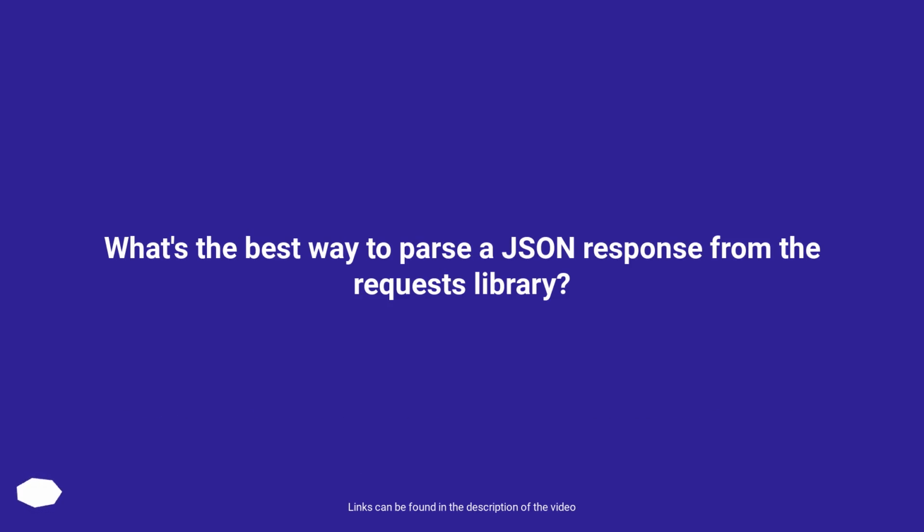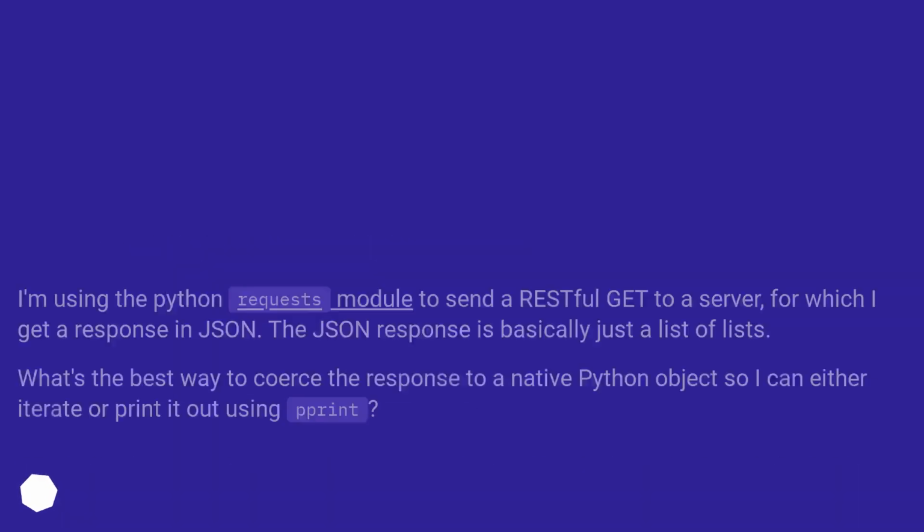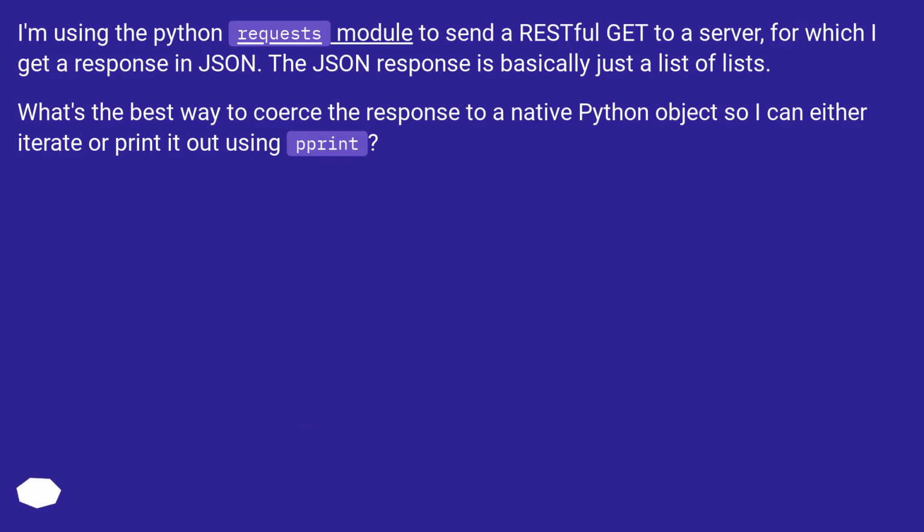What's the best way to parse a JSON response from the requests library? I'm using the Python requests module to send a RESTful GET to a server, for which I get a response in JSON. The JSON response is basically just a list of lists. What's the best way to coerce the response to a native Python object so I can either iterate or print it out using print?